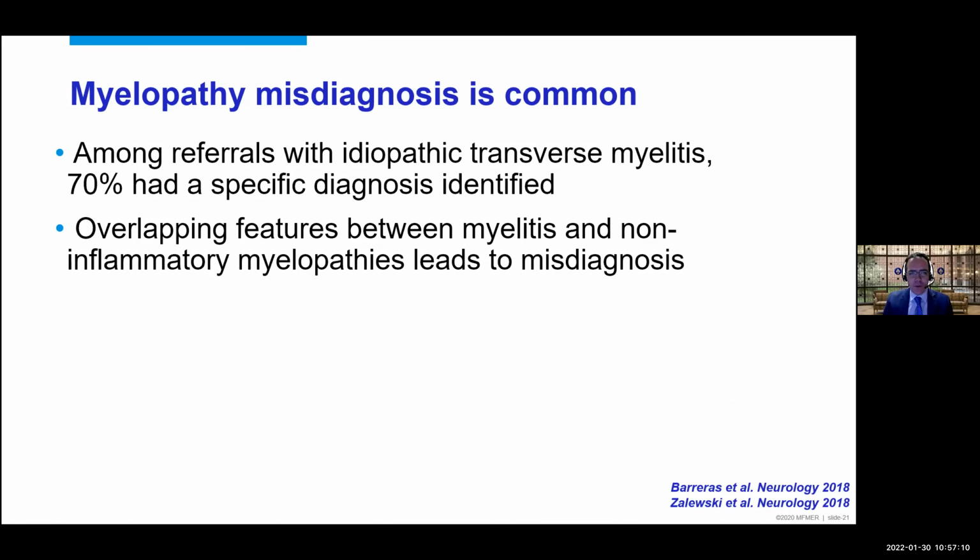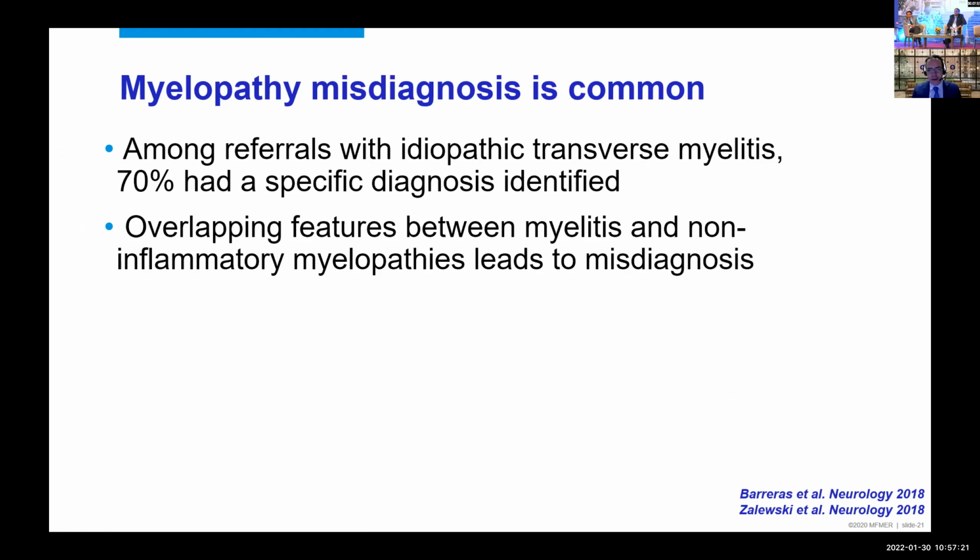Just to mention, when we look at patients who are referred with a diagnosis of myelopathy or idiopathic transverse myelitis, it's pretty common that these patients are misdiagnosed. Indeed, in a study that we did at Mayo Clinic, where we looked at patients who were diagnosed with idiopathic or an unknown cause for their transverse myelitis, a specific diagnosis was identified in 70% of those patients. So it shows you that this is a big problem.